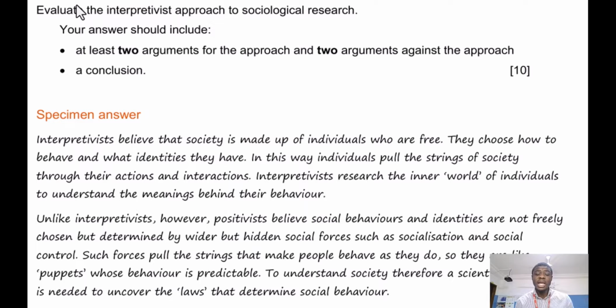For example, if they ask you, evaluate the view that validity is the most important in sociological research, you can talk about how validity gives us a clear picture of what is happening in the real world. You can talk about how we are able to obtain detailed information from the interviewees or the participants, how interpretivists value validity in sociological research. These are the things. If you want to speak against this argument, you can look at it from the point of view of the positivists.